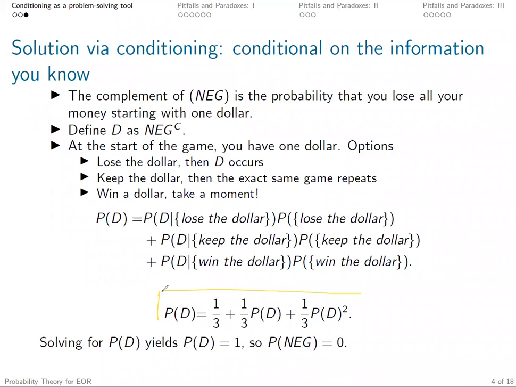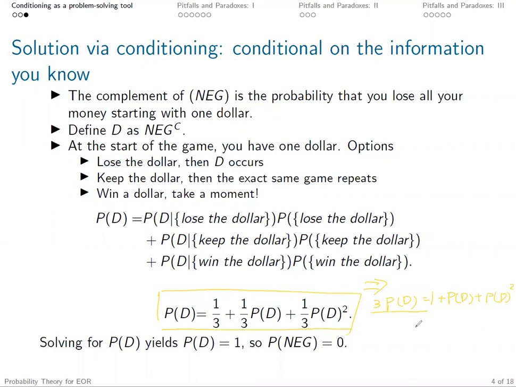So PD is equal to 1/3 plus 1/3 times PD and 1/3 times PD to the power 2. If we solve this equation, we'll find out PD needs to equal 1. This is very easy to see because this equation implies, if we multiply by 3 on both sides, 3 PD equals 1 plus PD to the power 2.